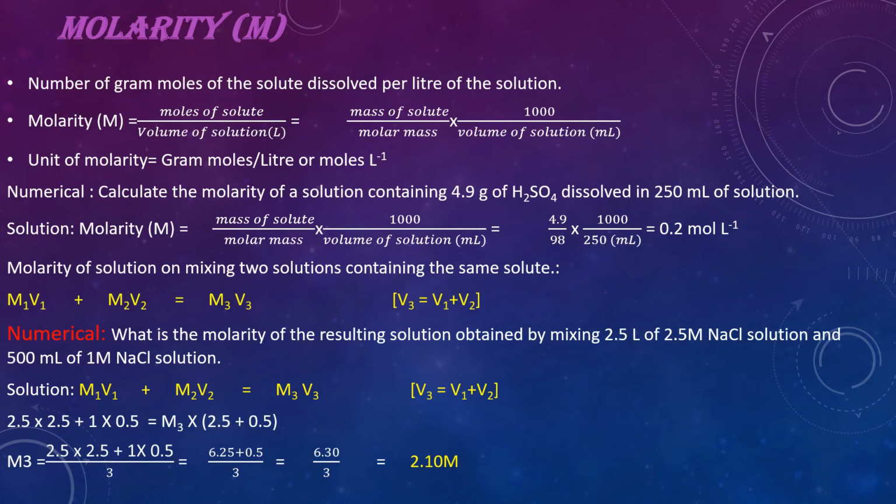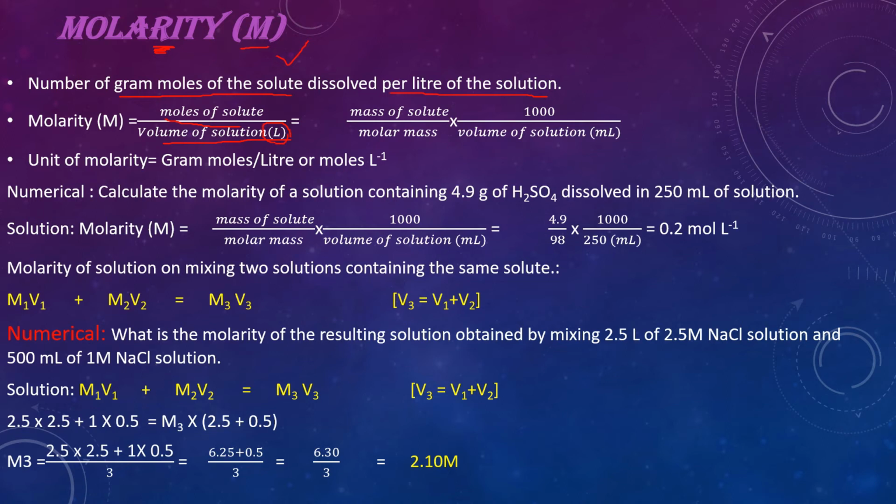Now the next term is molarity. This is very very important. Molarity, remember R comes here. Now molarity is expressed by capital M. Now what is molarity? Number of gram moles of solute dissolved per liter of solution. What you have to remember is that moles of solute comes on top and volume of solution in liter comes at the bottom. So the formula of molarity is equal to moles of solute divided by volume of solution in liter.